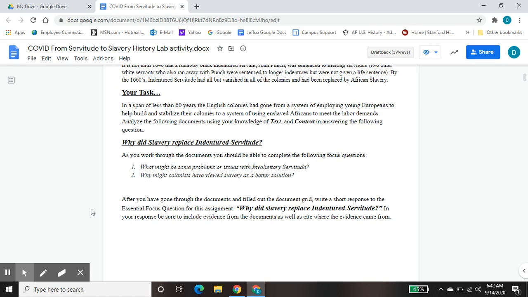After you've filled out that grid and you've worked your way through the documents, you're going to write a final answer why you think slavery replaced indentured servitude at the end. When you write your answer, you're going to also include evidence from the documents, and you're going to cite where that evidence came from, what document that evidence came from.